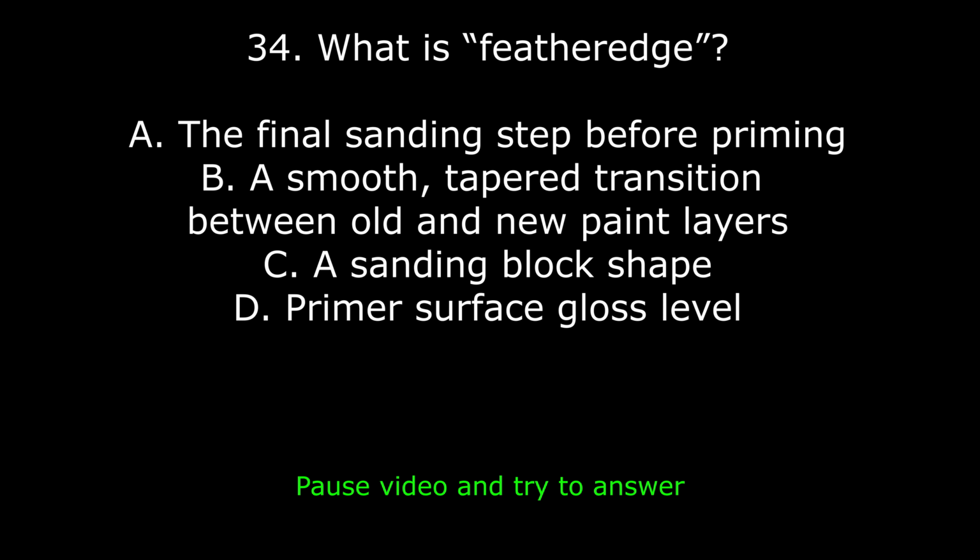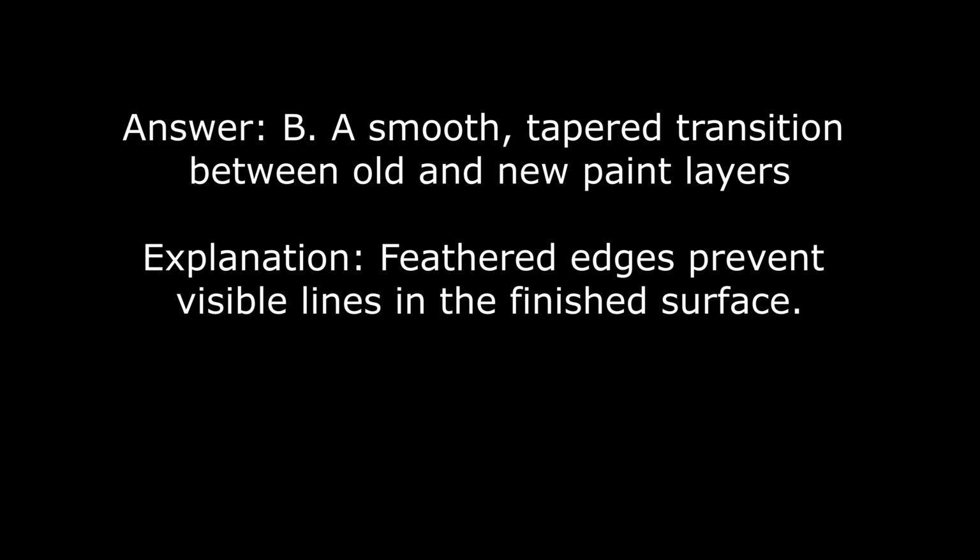What is feather edge? A. The final sanding step before priming. B. A smooth, tapered transition between old and new paint layers. C. A sanding block shape. D. Primer surface gloss level. Answer: B. A smooth, tapered transition between old and new paint layers. Explanation: feathered edges prevent visible lines in the finished surface.